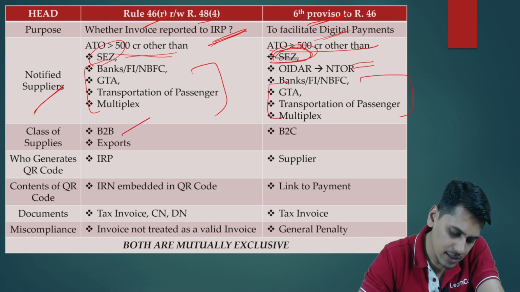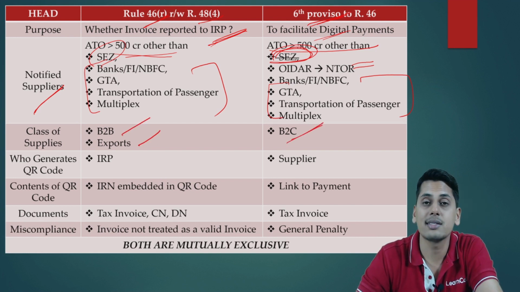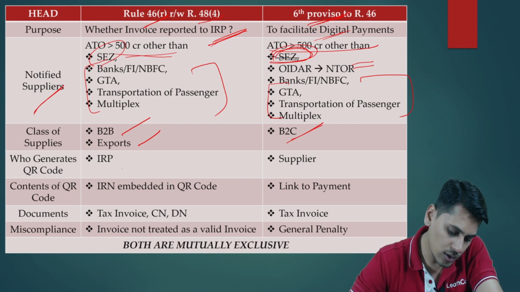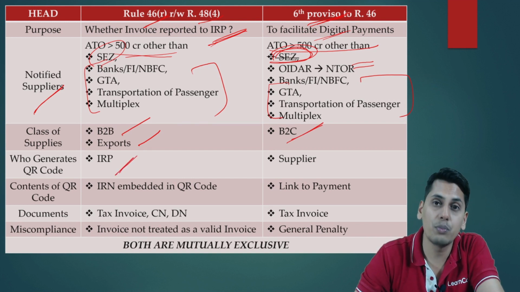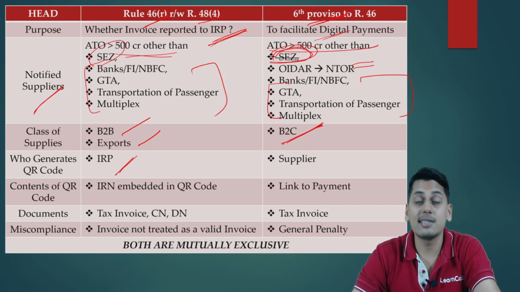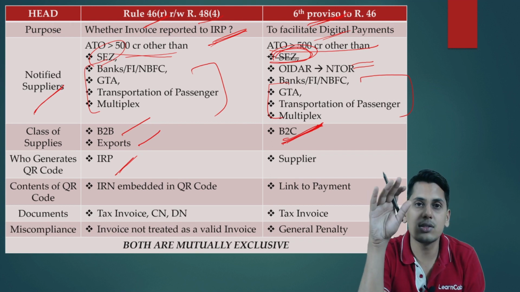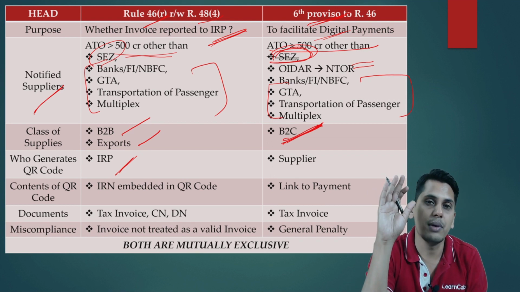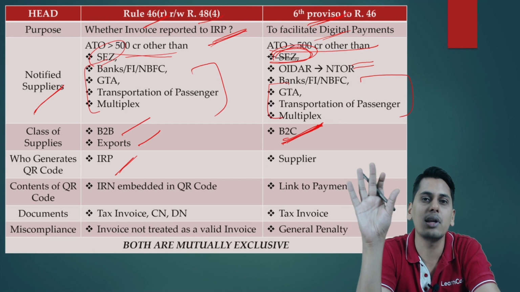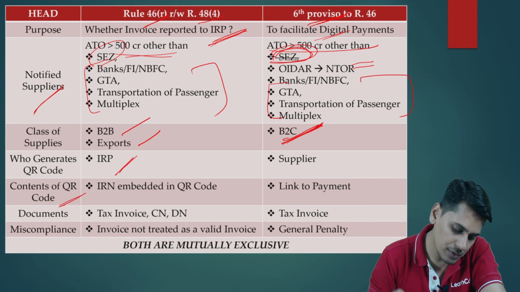The class of supplies, B2B and exports. Sixth proviso to rule number 46, the class of supplies is B2C. Who generates this QR code? It is the invoice registration portal which is going to generate this QR code and give it to you. As regards to this dynamic QR code is concerned, it needs to be generated by the accounting software of the taxpayer himself. There is no common portal available which is going to generate this QR code and give it to you. What are the contents of QR code?